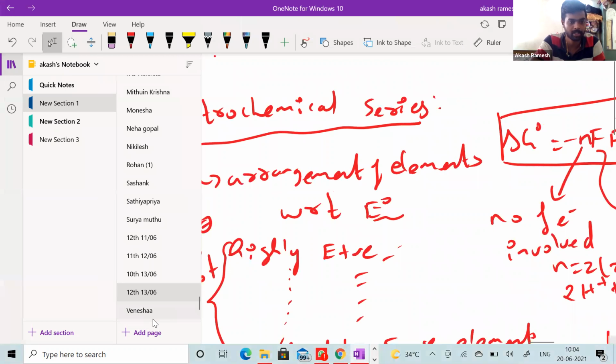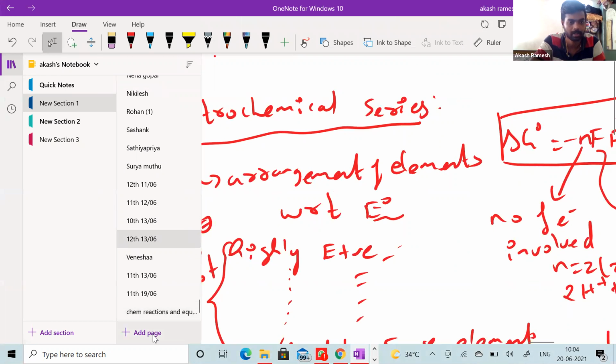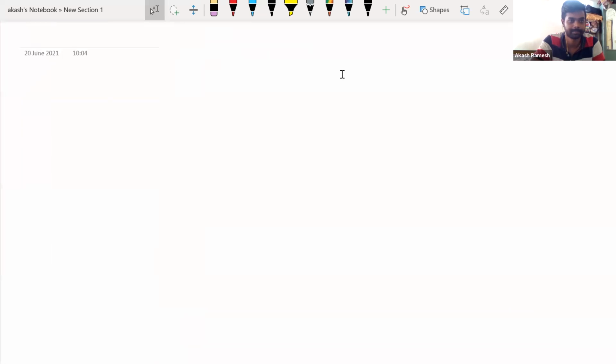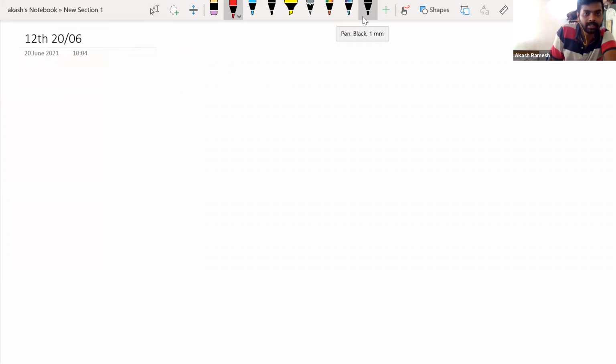Right, so let me make some page, add a page. Right, so today is, I think, 20th. No, this is 12. 2006. Oh, fine. So we'll just start with the equation. I don't want black. I want this only. Okay. So I'll just write the equation again.